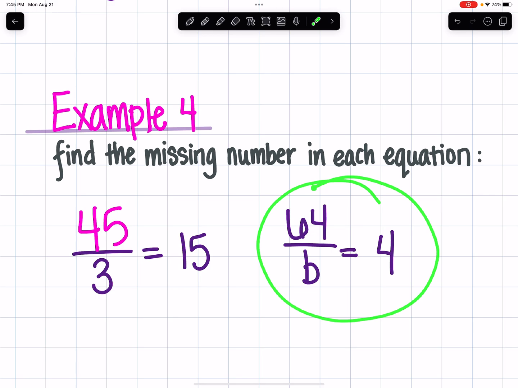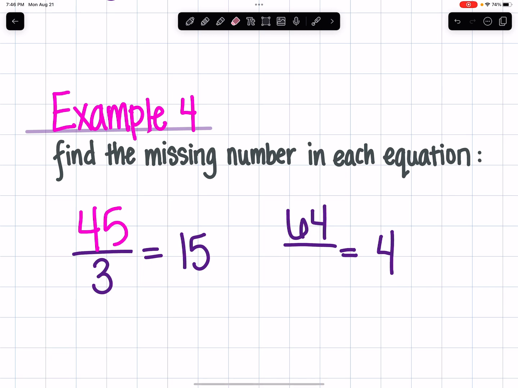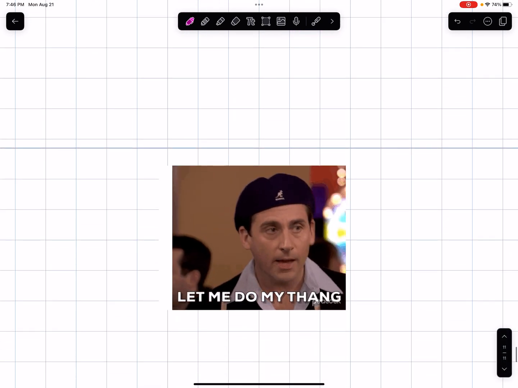Okay, what if you have a missing divisor? If you have a missing divisor, you divide the dividend by the quotient, by the answer, 64 divided by 4. And when you do that, you get the answer of 16. Always check it. Is this true? Yes, it's true. Okay. I can show you a different way to do it. I think I'll show you the different way when we do it in person. But always check your answer, and I think you'll get it right.